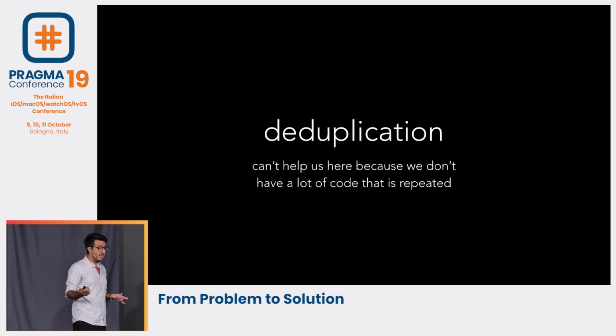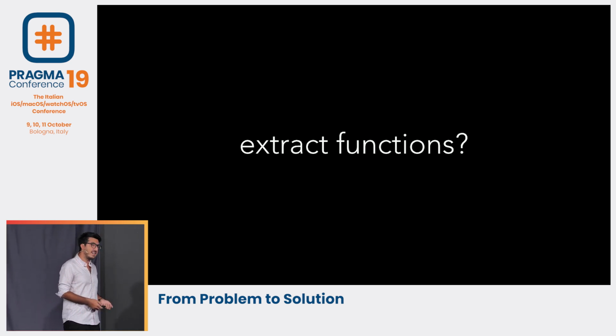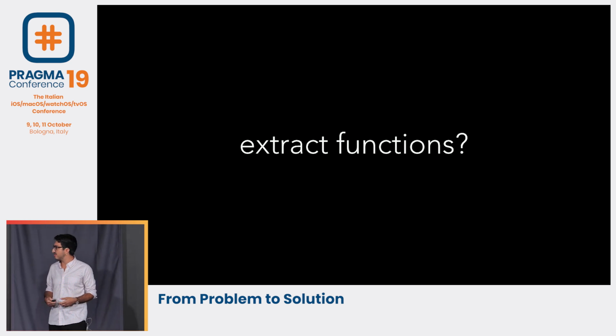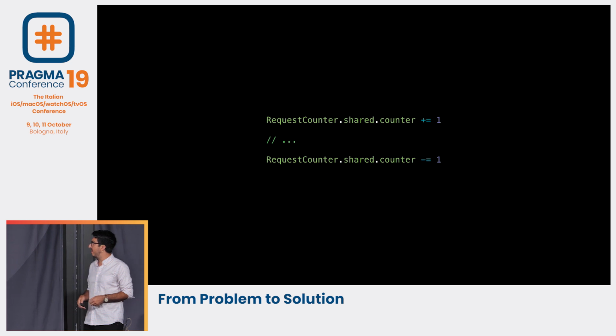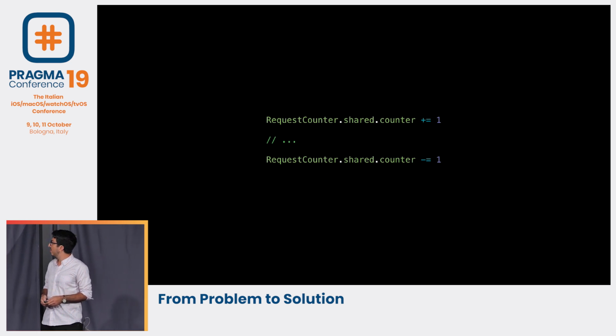Well, what else can we do? We can maybe extract some functions, right? Give them some names, and maybe that will help us understand this code. So for example, we have this. We have these incrementing and decrementing on the request counter.